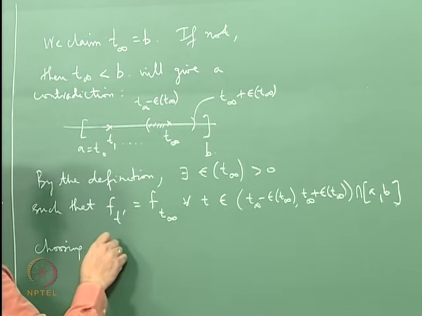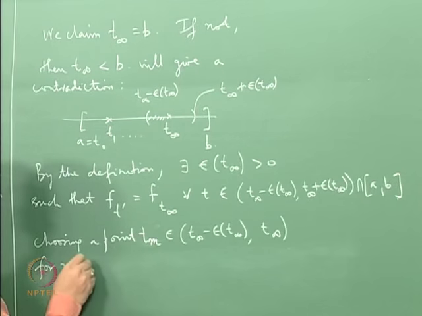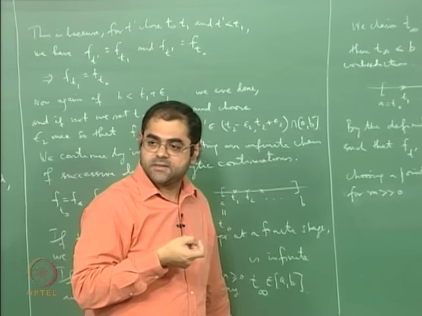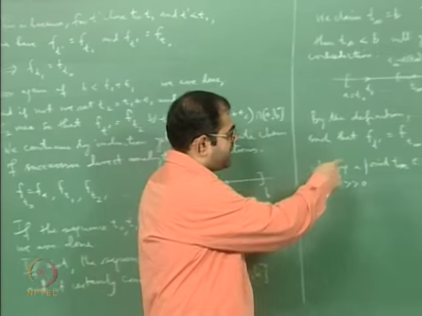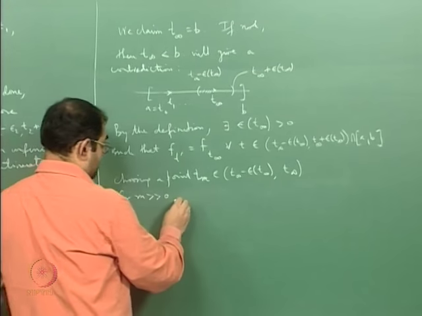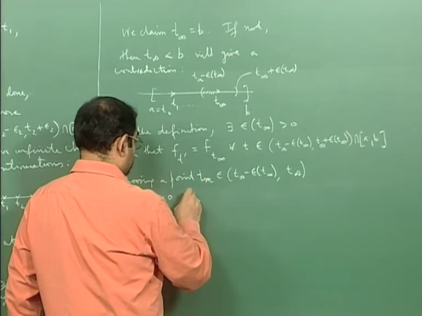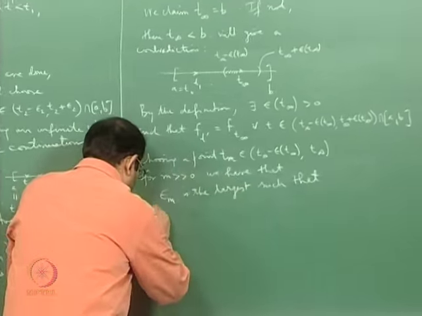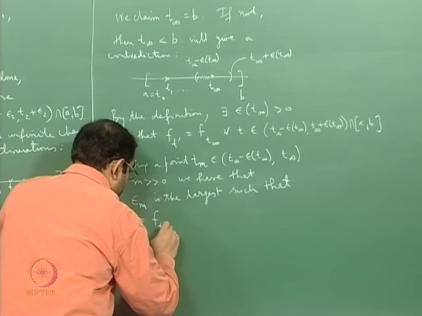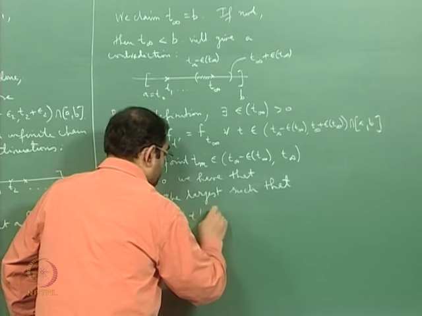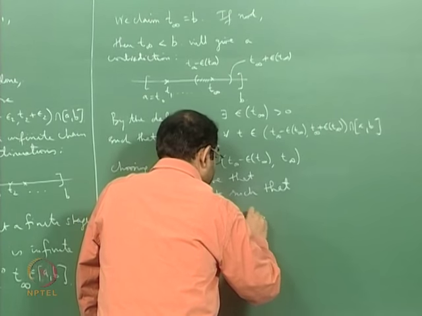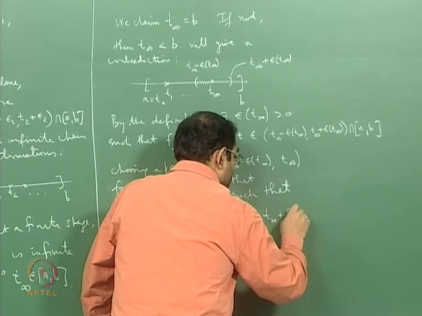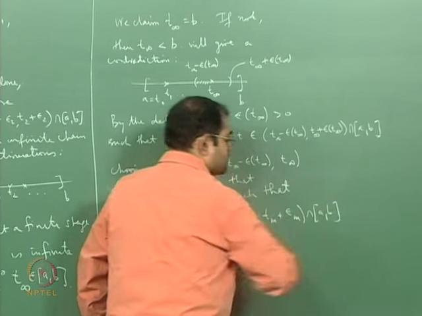Choosing a point t_m for m sufficiently large, because after all, every neighborhood of the limit point contains points of the sequence as close as you want. So I can find a t_m there. But what is the contradiction? The contradiction is that we have f_t' equal to f_{t_m} for all t' in (t_m minus epsilon_m, t_m plus epsilon_m) intersection AB. I mean, this is how you are choosing.